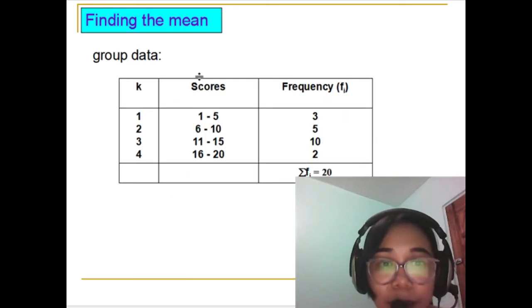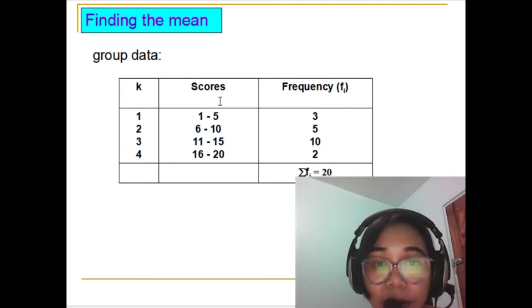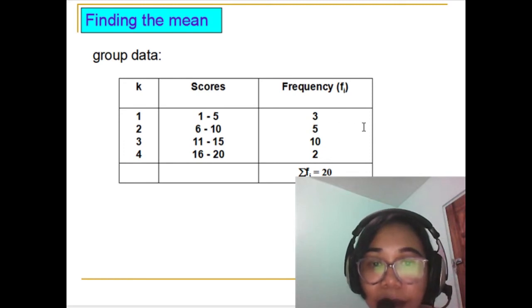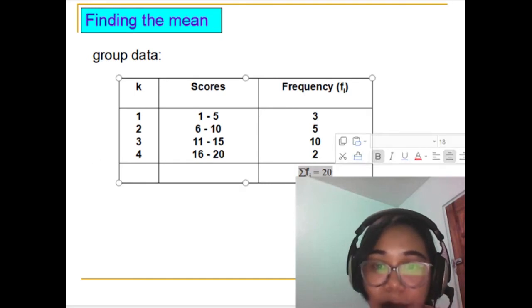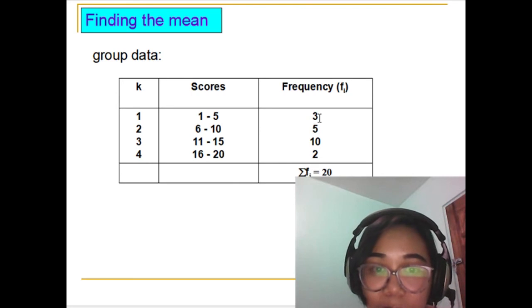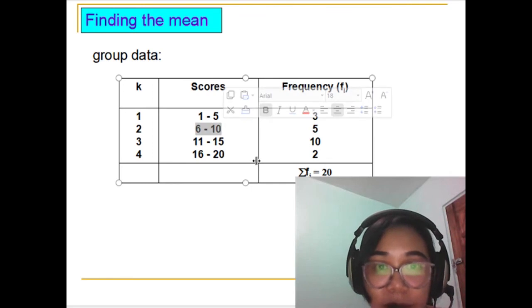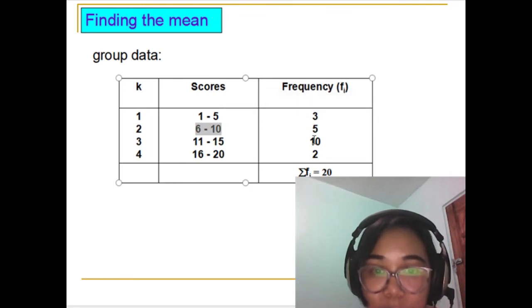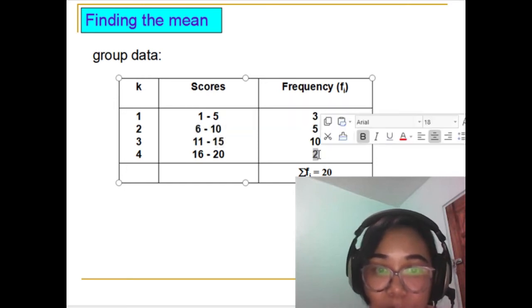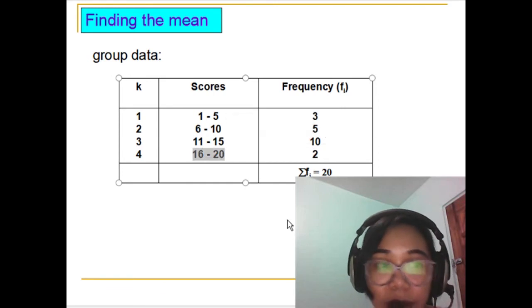Let's take this example. Let's say we have these given scores of the students in a given test. So we have here the frequency. We consider 20 students here. 3, meaning there are 3 students whose scores are between 1 to 5. 5 students whose scores are between 6 to 10. 10 students who got scores between 11 to 15. And 2 students whose scores are within 16 to 20.